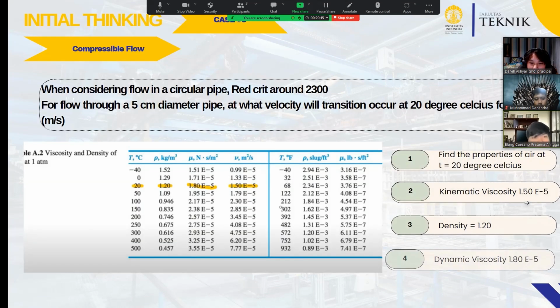Next one. Okay, so now is compressible flow, and it will be explained by my partner Dara.